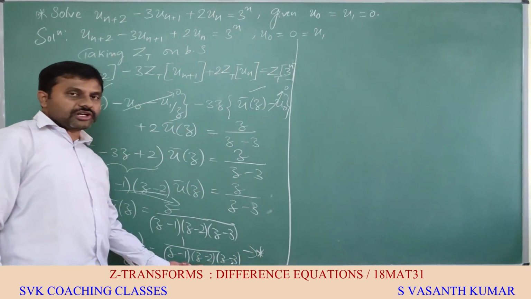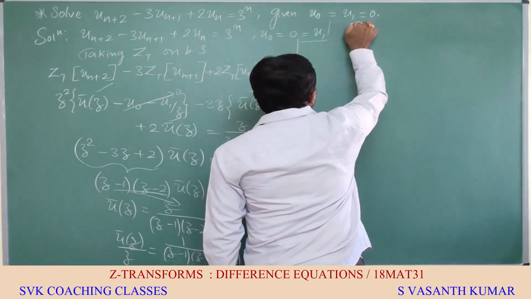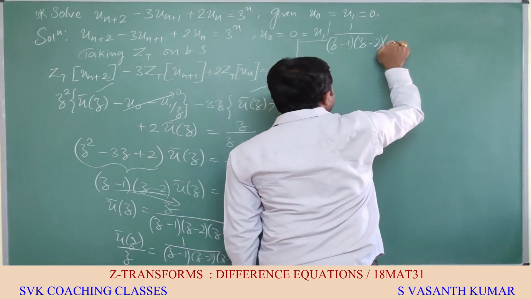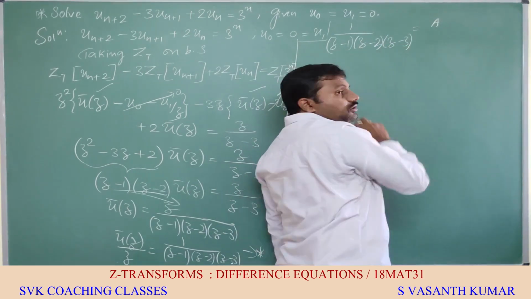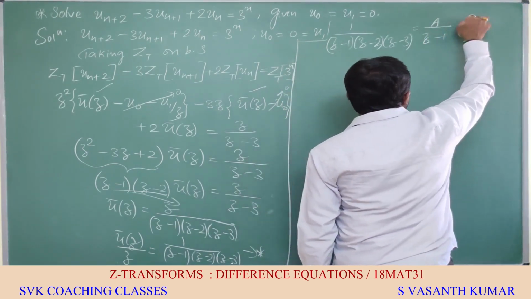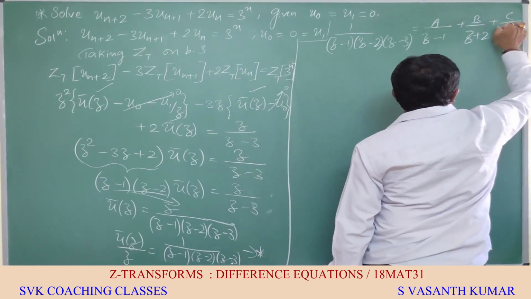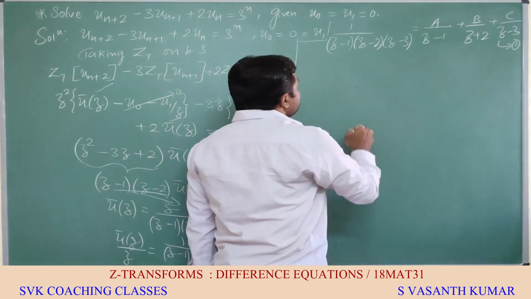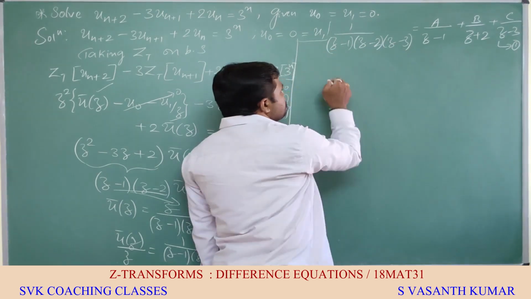Now resolving this into partial fractions, consider the right hand side. 1 by (z minus 1)(z minus 2)(z minus 3) is equal to A by z minus 1 plus B by z minus 2 plus C by z minus 3, as we have non-repeated factors. Name this as equation 1.